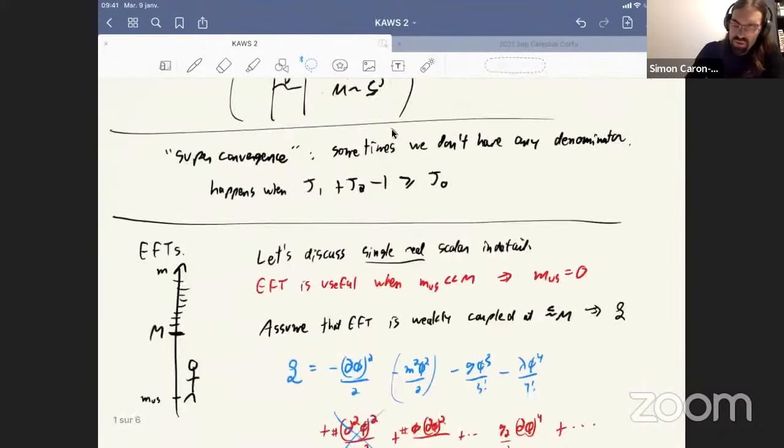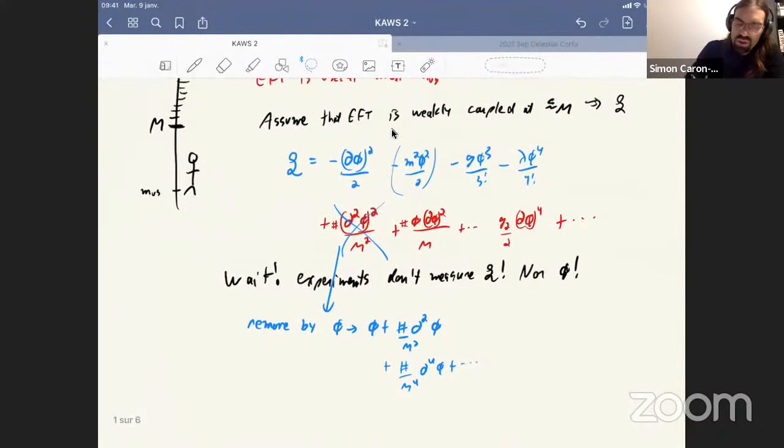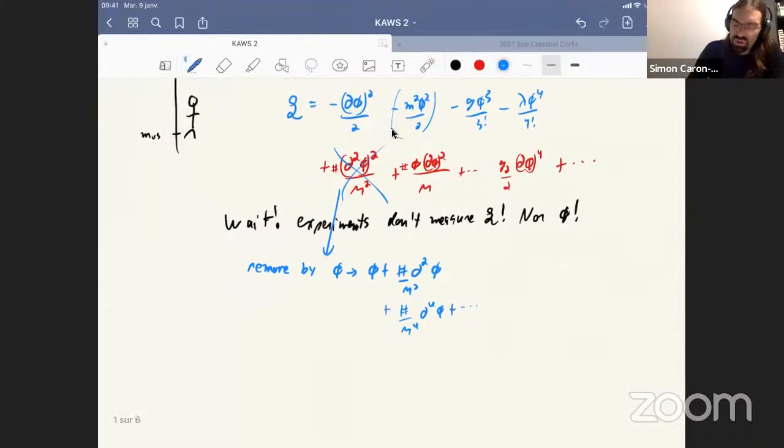So when you do a field redefinition, you change the field by adding something small to it. Basically, you shift the Lagrangian by something proportional to the unperturbed equation of motion. So in general, anything that's proportional to the leading or relevant equation of motion is removable.